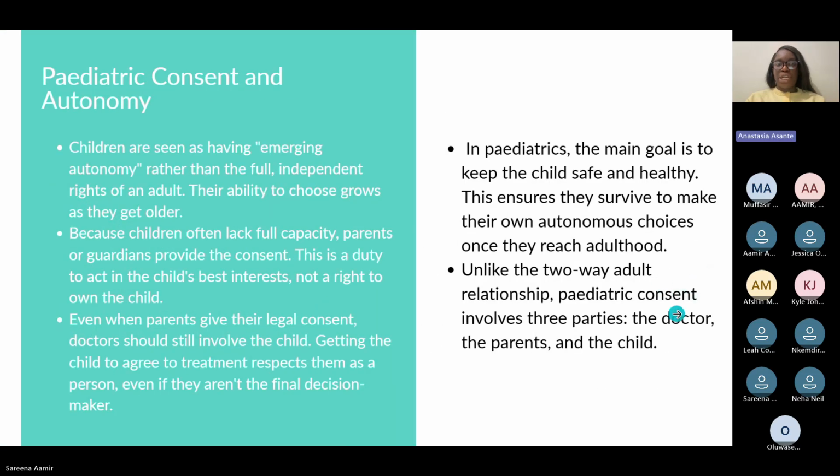So, in terms of pediatric consent and autonomy, children are seen as having emergent autonomy rather than full and independent autonomy. And their ability to choose grows as they get older. That's because children often lack full capacity. So parents or guardians provide the consent, and this is a duty to act in the child's best interests, not a right to own the child.